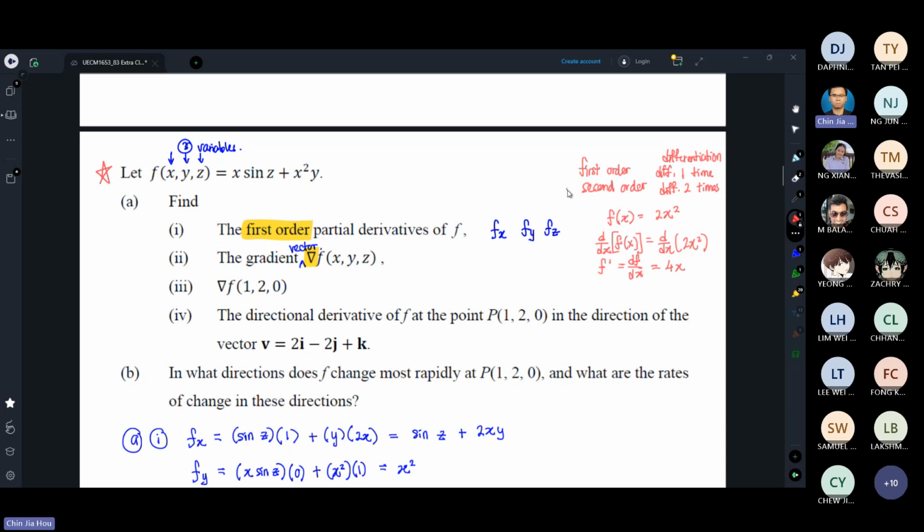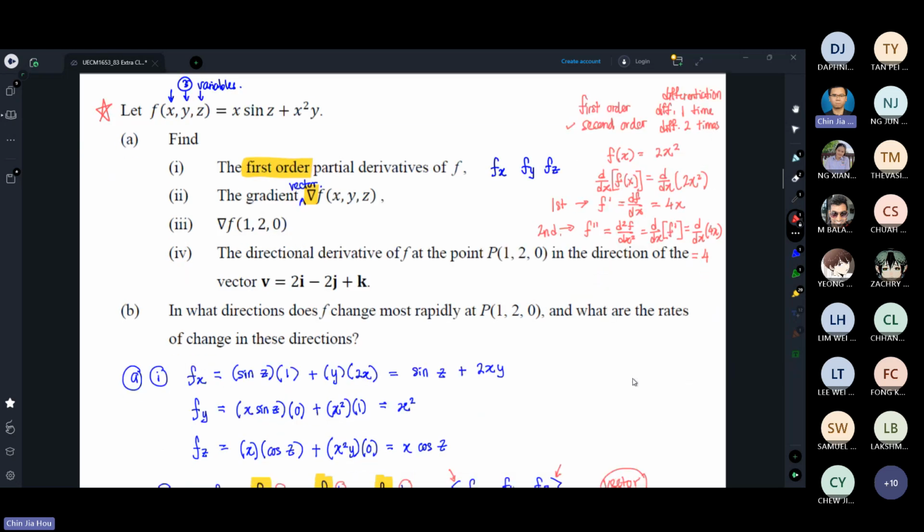Now, if I want the second order, then I need to differentiate it another time. So I have double prime here, the second time. Essentially, it means that I am taking f prime and differentiating it, which means that I'm taking 4x and differentiating it. I get 4. That is second order. First order, second order.